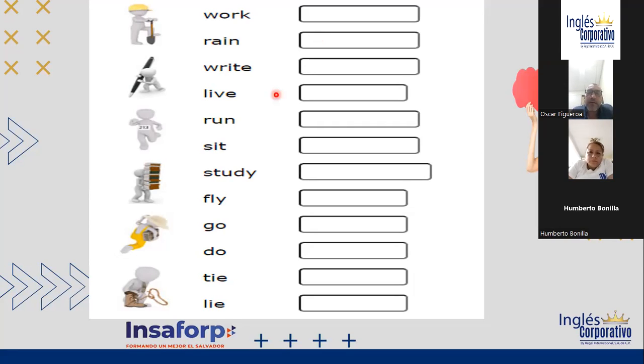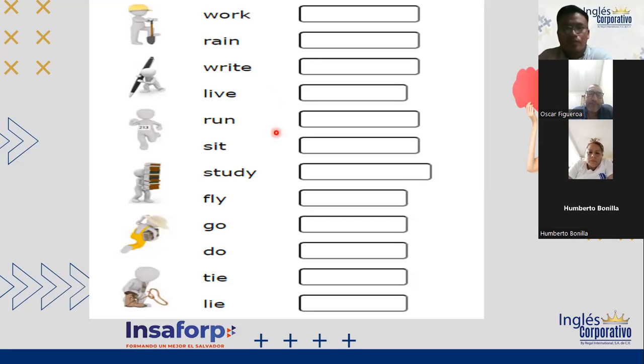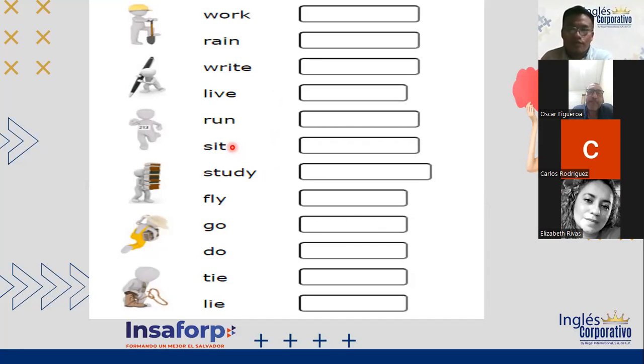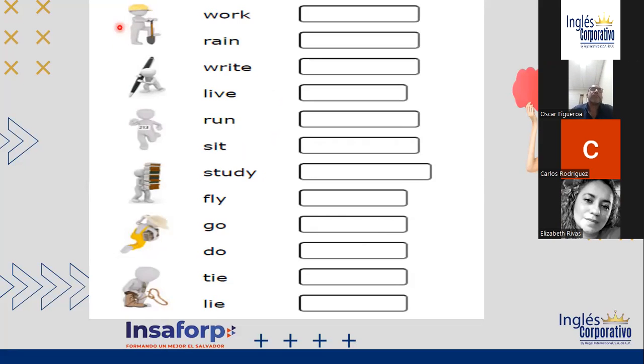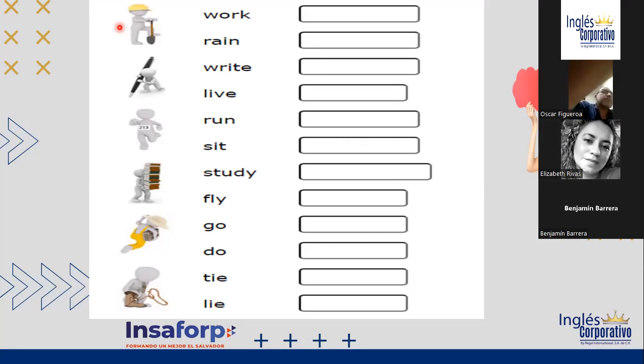Now, what does it mean, the verb vivir? Vivir. All right. What does it mean, the verb run? Correr. What's the meaning of the verb sit? Sentarse. Okay, what's the meaning of the verb study? Estudiar. Okay, what's the meaning of the verb fly? Volar.